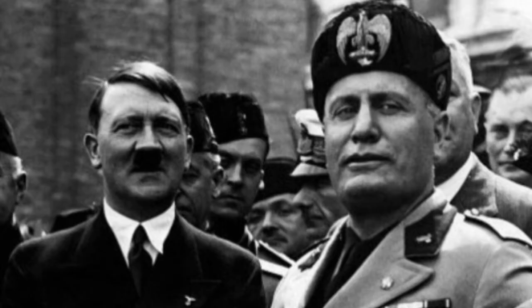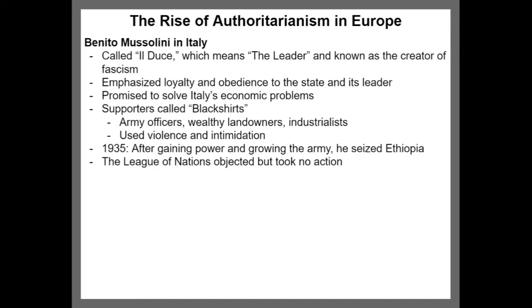In 1935, after gaining power and growing the army, he seized Ethiopia. So you can see he was not the only dictator in Europe looking to expand. The League of Nations objected to this, but they took no action because they kind of felt like they couldn't. Okay, so Mussolini was a charismatic figure in Italy, and we're going to watch this short clip so you can kind of see him in action.